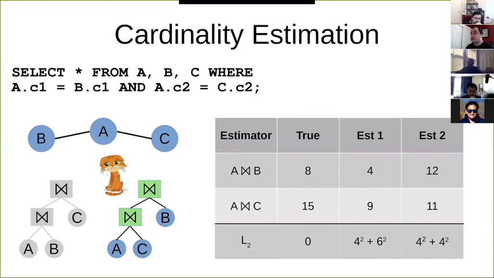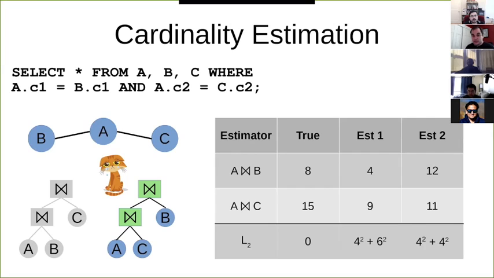So cardinality estimation is a very challenging part of query optimization, but it doesn't tell the full story. Just because your cardinality estimates get better doesn't necessarily mean your query plans get better, because what matters is not just the raw size, the raw error of your estimates, but the relative order of your estimates and their relative sizes between each other.